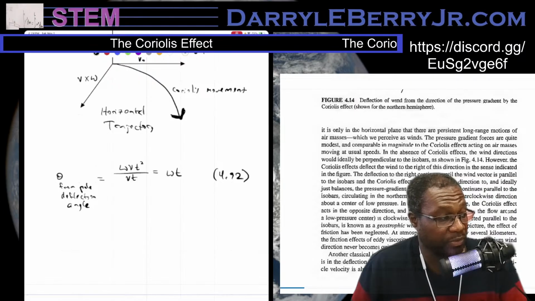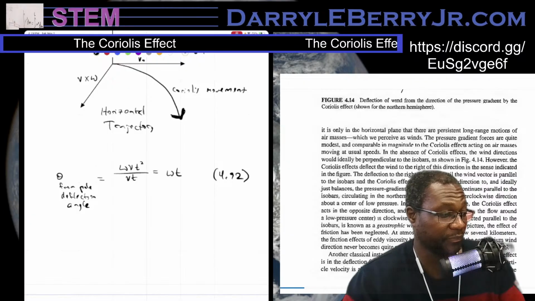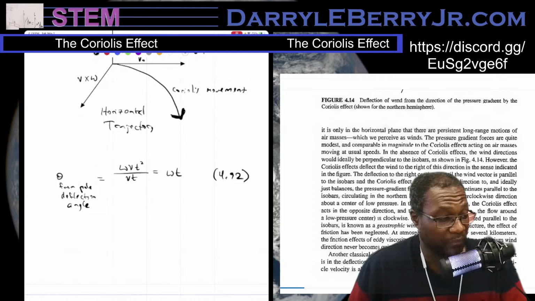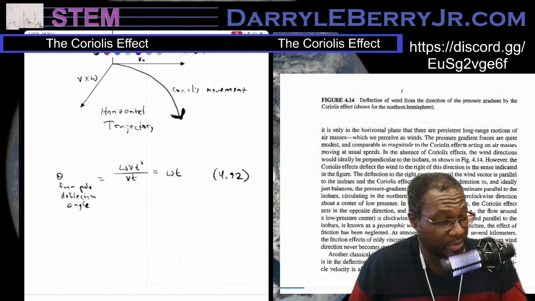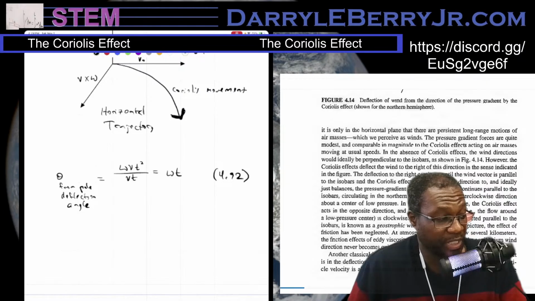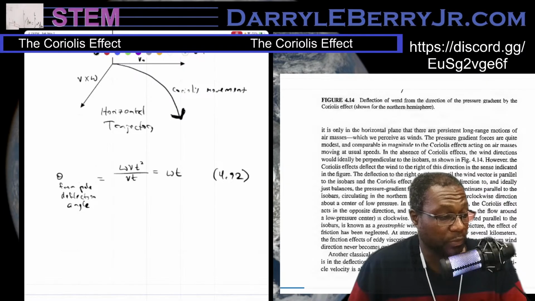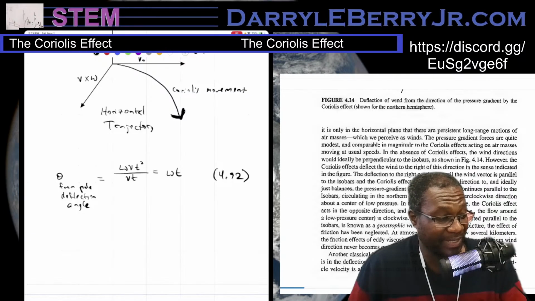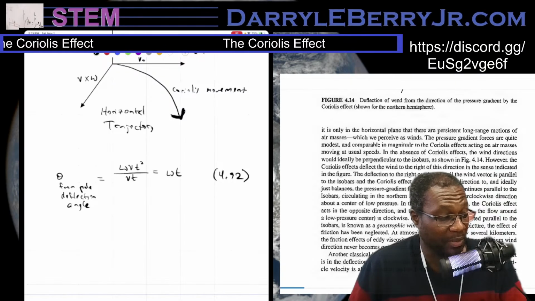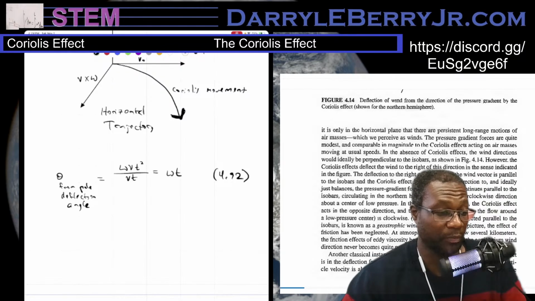The wind then continues parallel to the isobars, circulating in the northern hemisphere in a counterclockwise direction about a low center of pressure. In the southern hemisphere, the Coriolis effect acts in the opposite direction. In the cyclonic direction, the flow around a low center of pressure is clockwise. Such a wind flow deflected parallel to the isobars is known as geostrophic wind. In this simplified picture, the effect of friction has been neglected. At atmospheric altitudes below several kilometers, the friction effect of eddy viscosities become important, and the equilibrium wind direction never becomes quite parallel to the isobars, as indicated in equation 4.15.